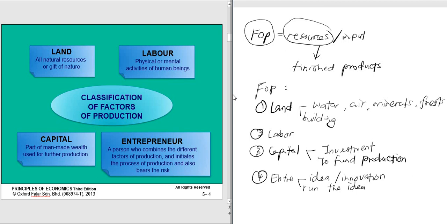This entrepreneur will combine all the inputs, all the factors of production, all the resources, so that the production can run. This is also the person who bears the risk from the production, the risk of losses and so on. So these are four important factors of production in order to go through a process of production. These are the resources.